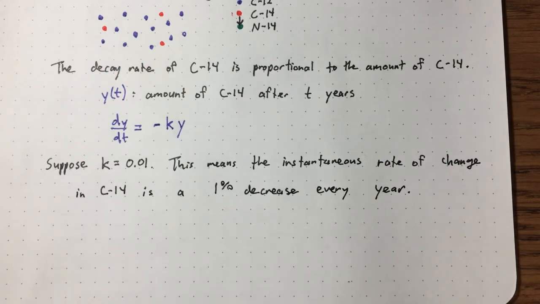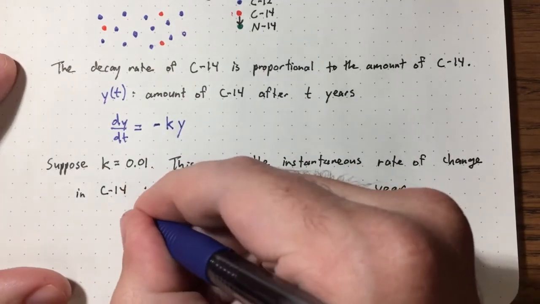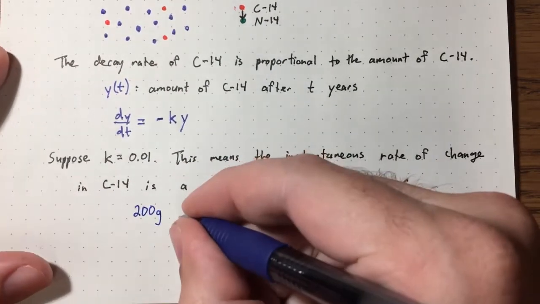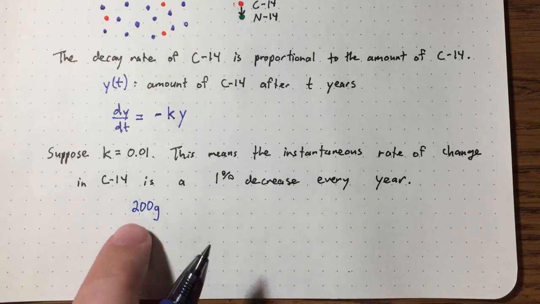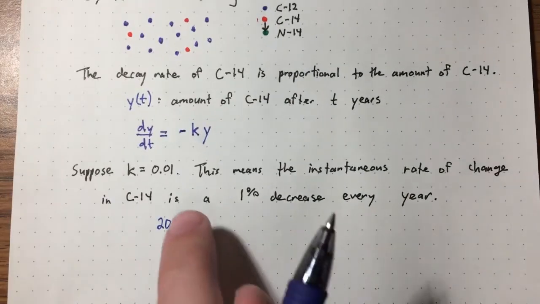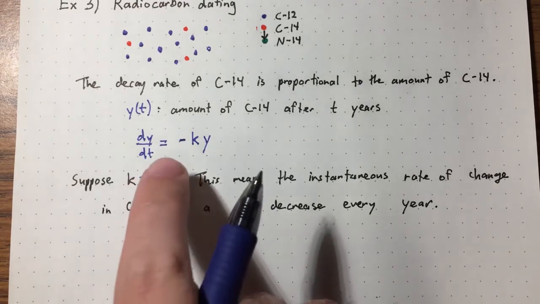What this does not mean, okay, is that, let's say we had 200 grams of carbon-14, we're going to lose 2 grams in that year. That's an overall rate of change. It means at that very moment, it's decreasing at that rate of 2 grams per year. But keep in mind, one day from now, we're going to have less than 200 grams. And now we're going to be calculating this whole thing again.